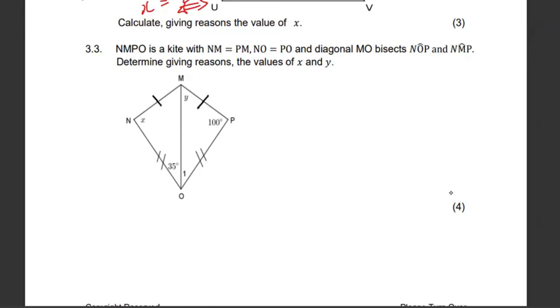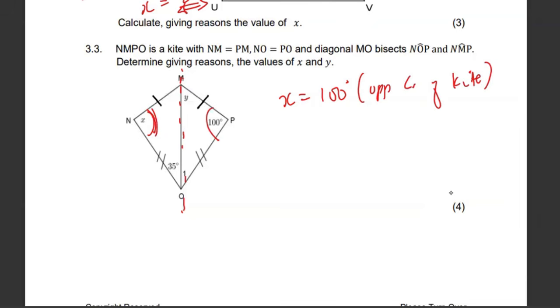Okay, so what we're seeing here is that this is an identical shape. So MO is like a line of symmetry. Okay, what does that mean? It means that this angle X needs to be 100. Okay, so it's going to be the opposite angle of a kite. If this is 100, this must also be 100.